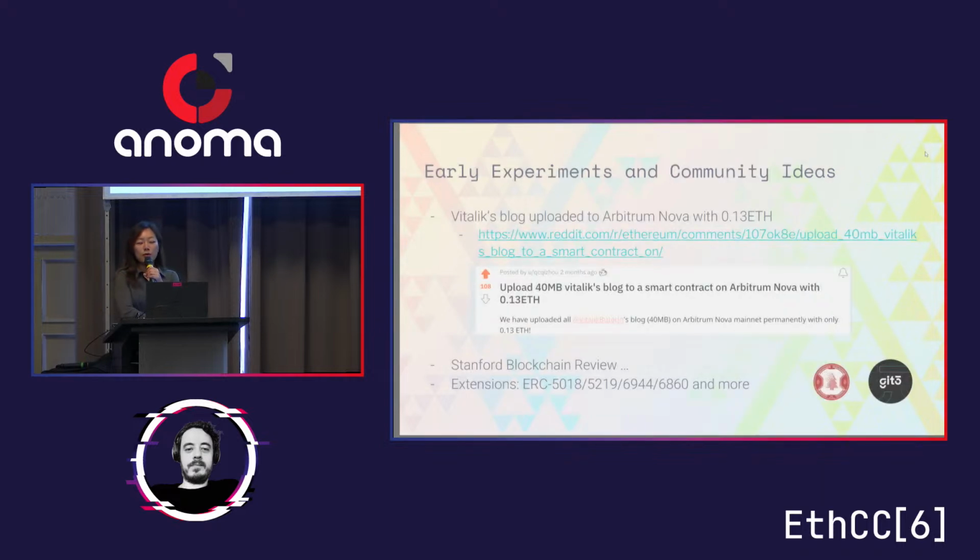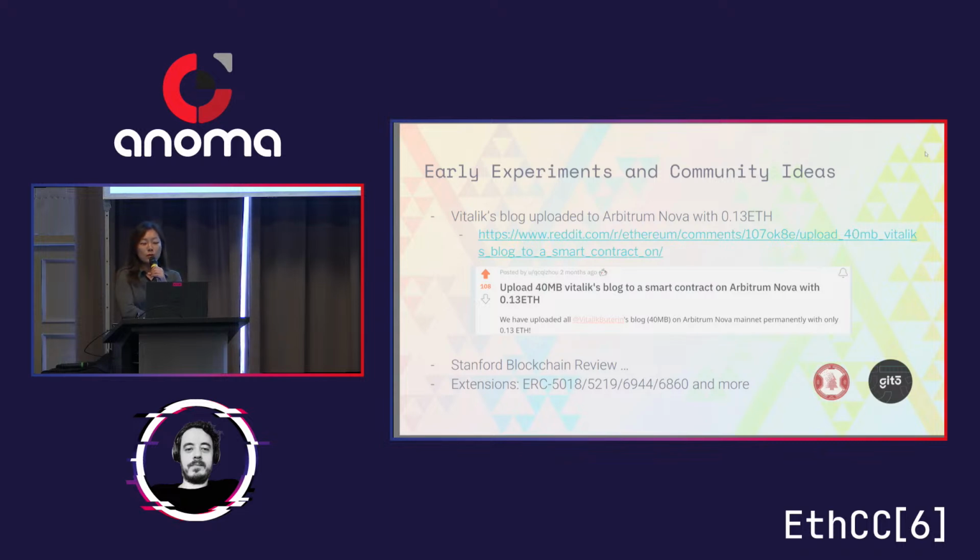So we've done some experiments using Web3 Access Protocol, and one example is Vitalik's blog. We uploaded the whole blog to Arbitrum Nova, and this contains about 40 megabytes of content, and it costs 0.13 Ethereum. So using Web3 Access Protocol, the blog content on a decentralized network can be rendered directly without any third-party trust. This actually got lots of feedback and comments. The discussion is ongoing, so you are all welcome to join our discussion.